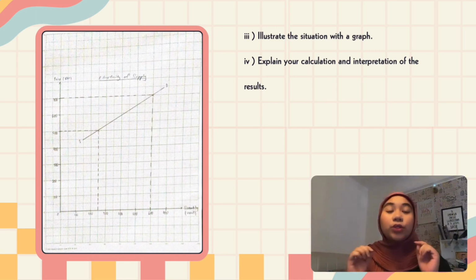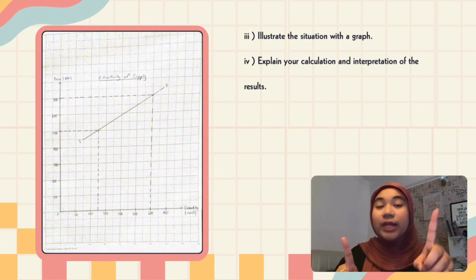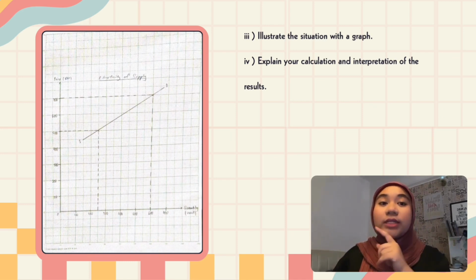So when you have plotted those coordinates, you have to draw a line. After you draw a line, you have to write S at the end of both lines, which means supply. And also don't forget the title of the graph, which is elasticity of supply.